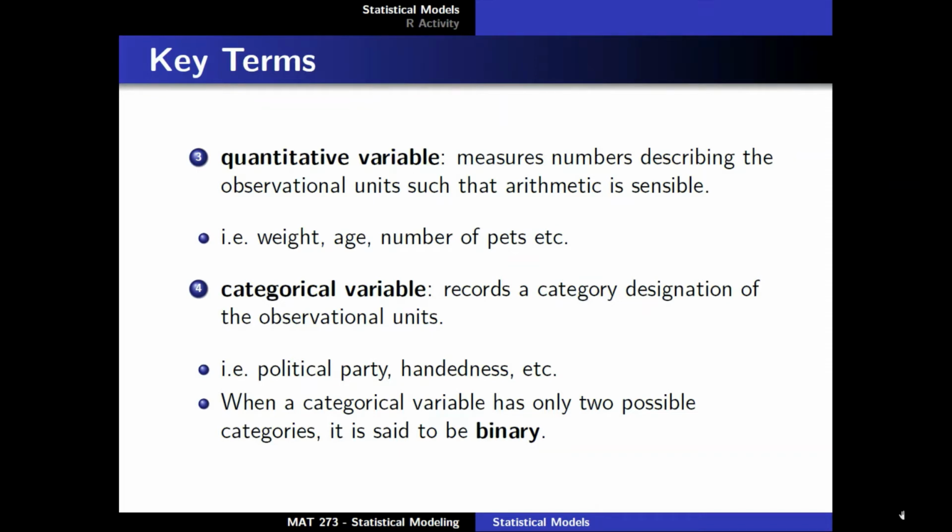So political party is a categorical variable. The values fall into these set predetermined categories. Handedness, again, is another great example. This categorical variable is where you can either be right-handed or left-handed. So there's 2 categories. And in this specific case, when a categorical variable has only 2 possible categories, it's said to be a binary variable.